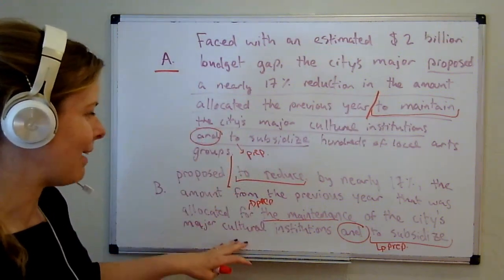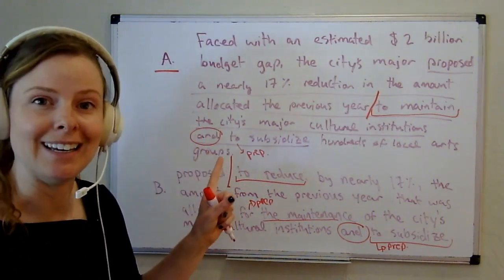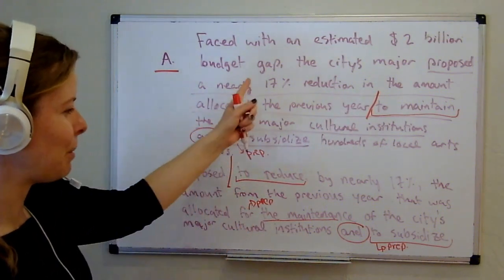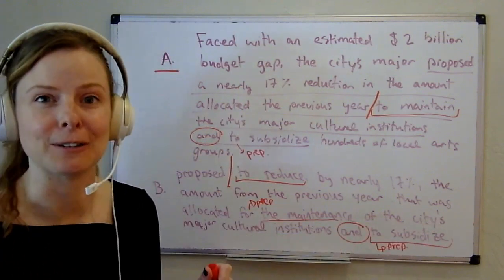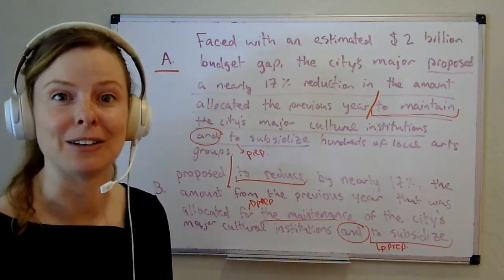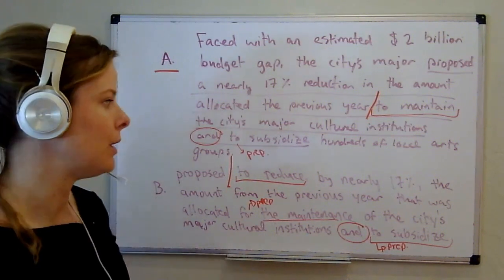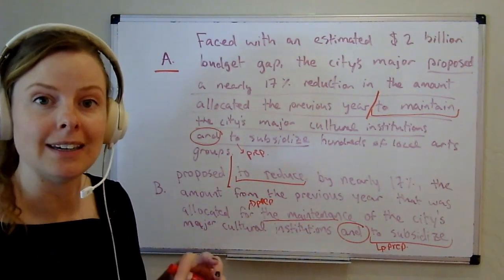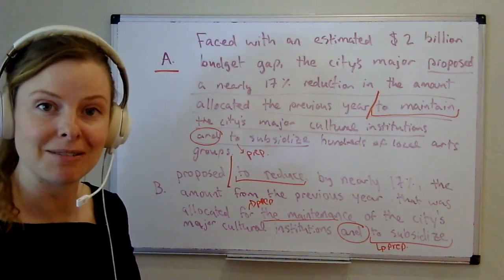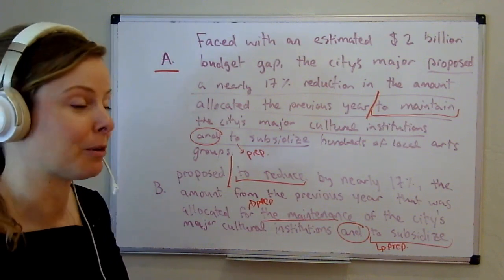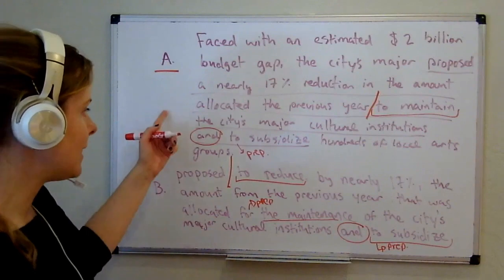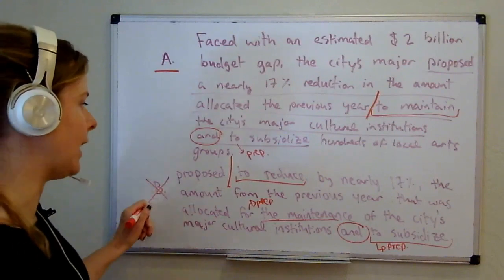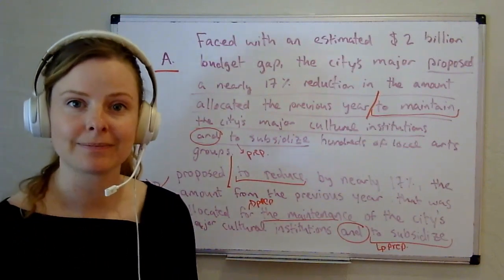Whereas in B, what we have is the mayor is reducing it in one way, and then they're actually proposing to subsidize these local arts groups. In other words, to pay more for these local arts groups. So even though in B, we do have something that is grammatically parallel, we don't have anything that actually makes sense to list in parallel that is also grammatical at the same time. So A is a much better option than B, and you can go ahead and get rid of B.